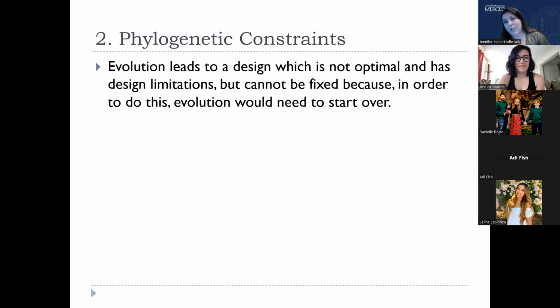The second thing, which is actually more interesting, I think, is what's called phylogenetic trait constraints. So we know what phylogeny is. That's the evolutionary history of a trait, and how you share something that's already there. Because evolution is just a tinkerer, it can only use what's there, and it's not creating a plan out of nowhere. So sometimes that means the design is not going to be optimal, and there are design limitations that cannot be fixed, because to do that, evolution would have to start over, right?